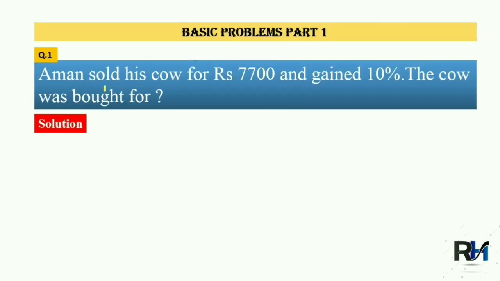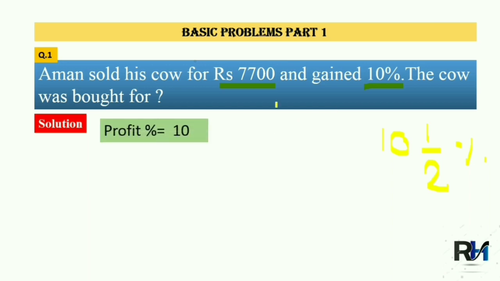Now our first problem is: Aman sold his cow for rupees 7700 and gained 10%. The cow was bought for? Here the SP of the cow is given, that is rupees 7700, and the profit percentage is given, that is 10%. After looking at this problem, it seems so simple, but I have taken this problem to introduce a new concept of solving problems whenever the profit percentage is given in terms of a fraction. Whenever a fraction or a mixed fraction is given as a profit percentage, how do we tackle such a problem? That's why I have taken this problem.